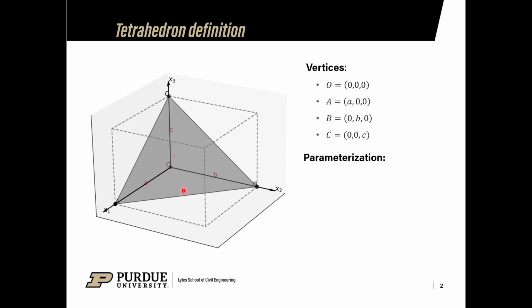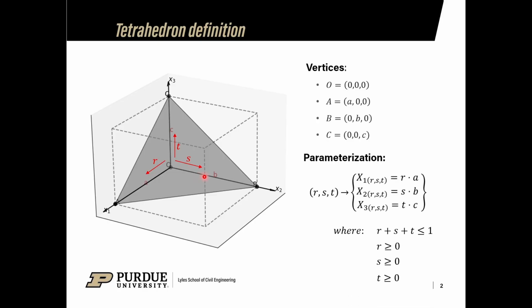To describe all points inside the tetrahedron, we can use three parameters, r, s, and t, subject to the condition that the sum of these parameters is less than or equal to 1, and each parameter is greater than 0. Otherwise, it would be outside the tetrahedron. However, this inequality makes it harder to generate grid points because r, s, and t cannot vary independently.